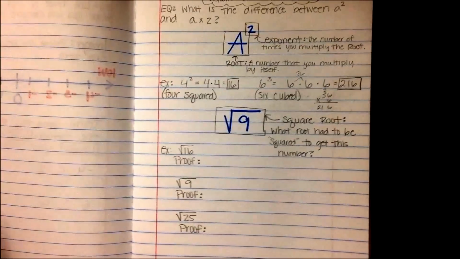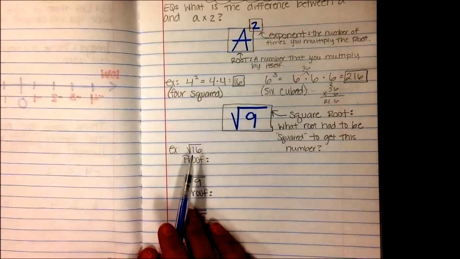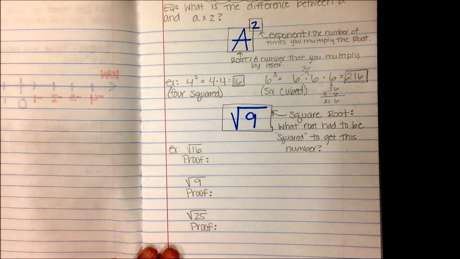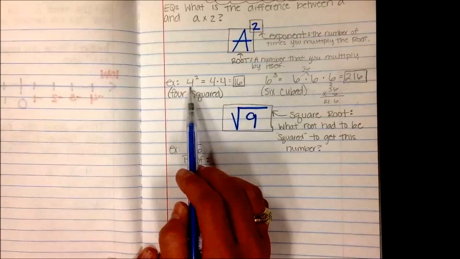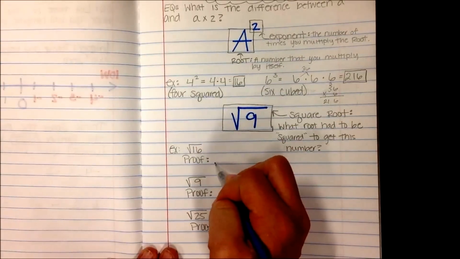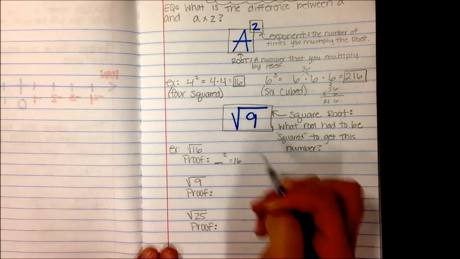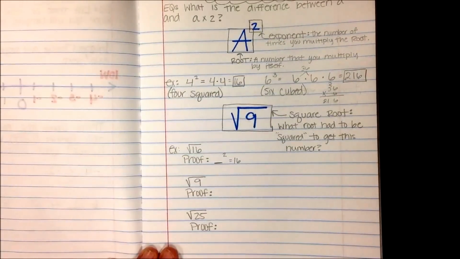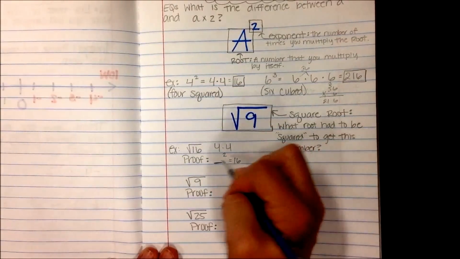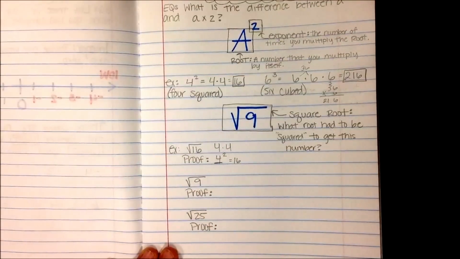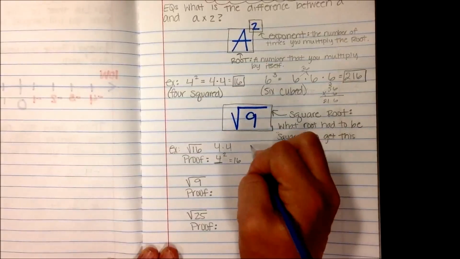So the square root of 16. That means what had to be multiplied by itself to get 16. Because remember, it's the opposite of the square. You're trying to figure out what the root is. So something to the second power equals 16, and I'm trying to figure out what that something is. Well, I know that 4 times 4 is 16. So that means that 4 to the second power is 16, which makes the square root of 16 equal to 4.